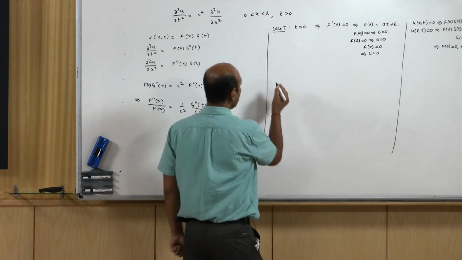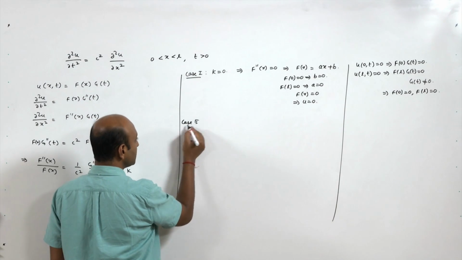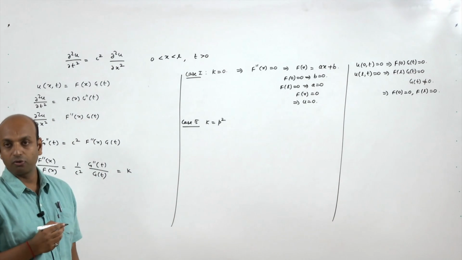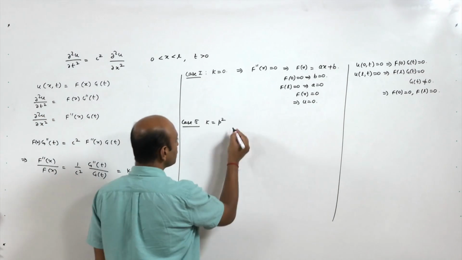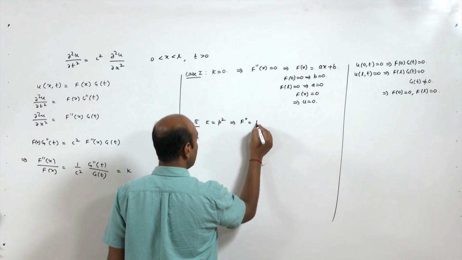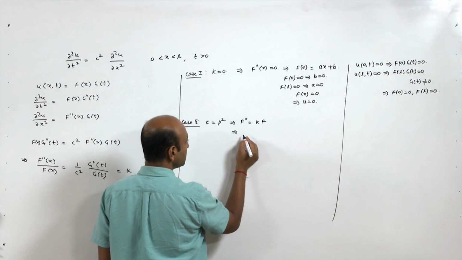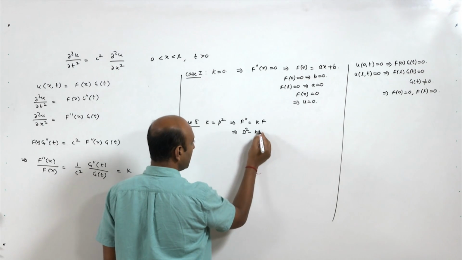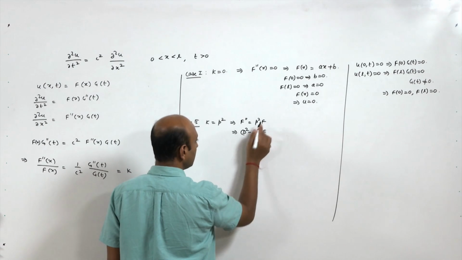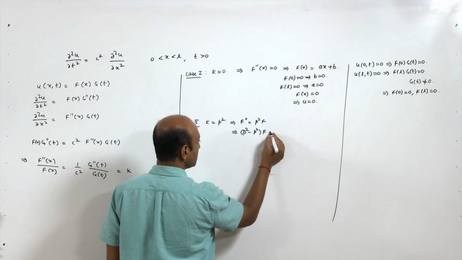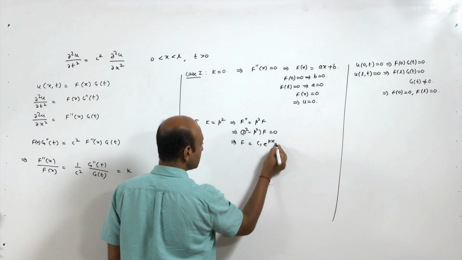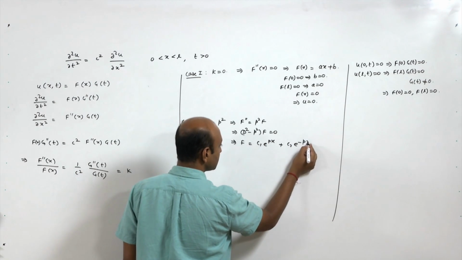Now, case 2, suppose k is equal to a positive quantity, suppose p square. If k equal to p square, this implies f double dash will be equal to k into f, and this implies d square minus p square into f equal to 0, since k is p square. And this implies f will be nothing but c1 e to the power px plus c2 e to the power minus px.